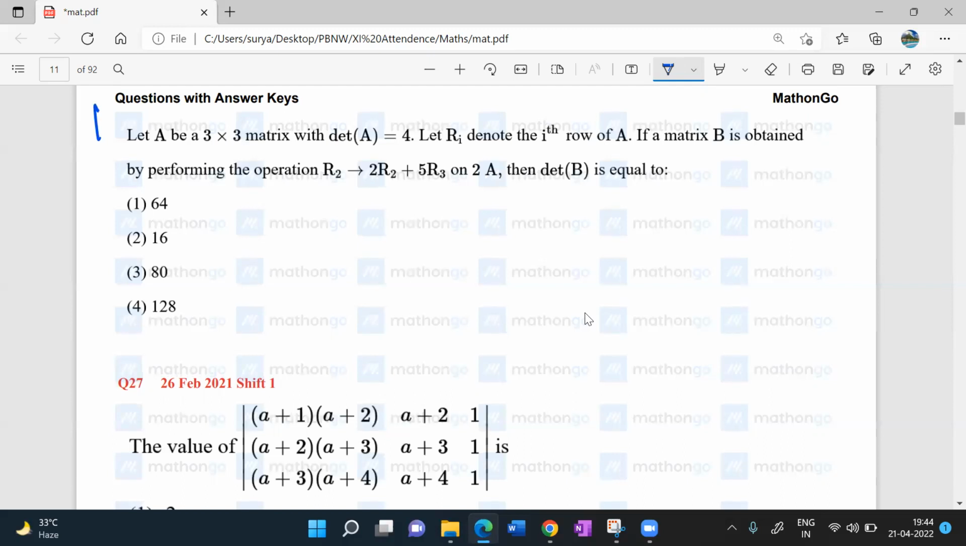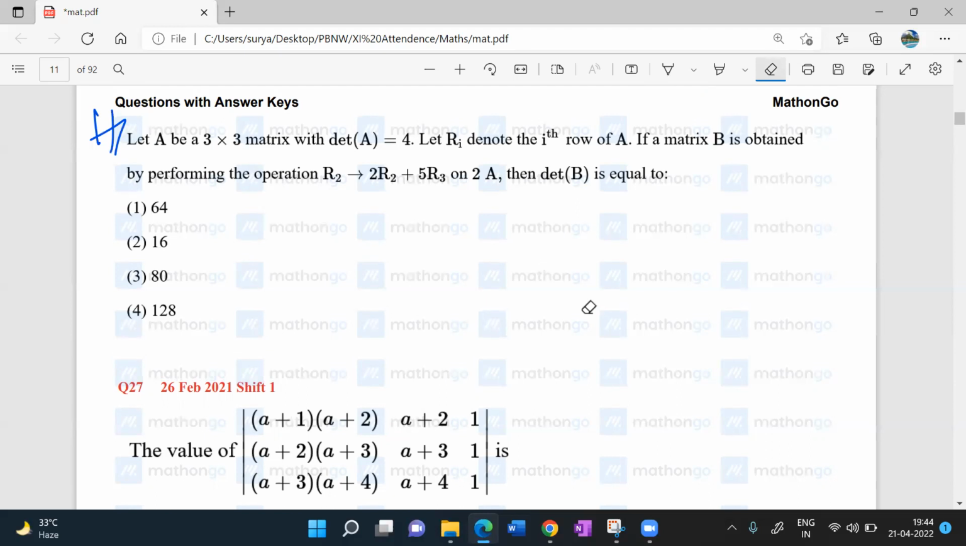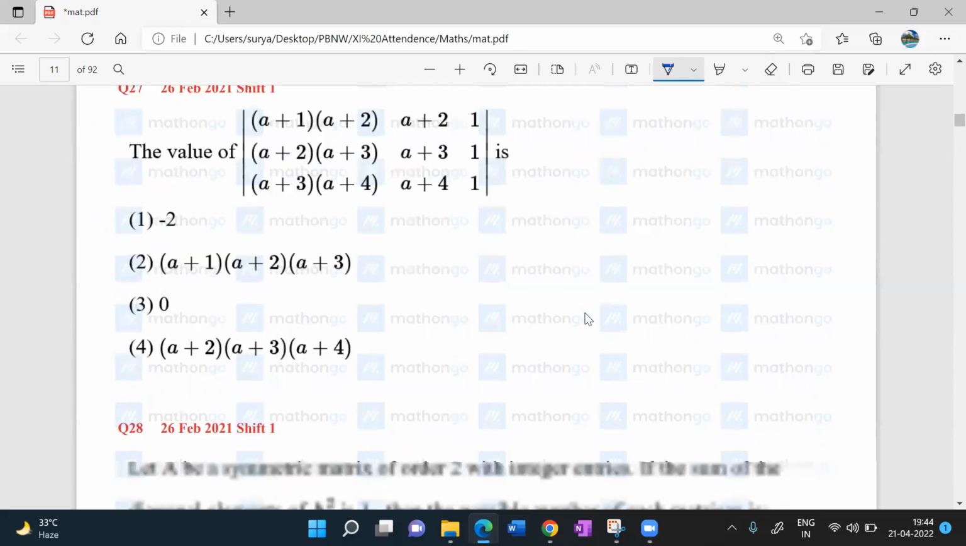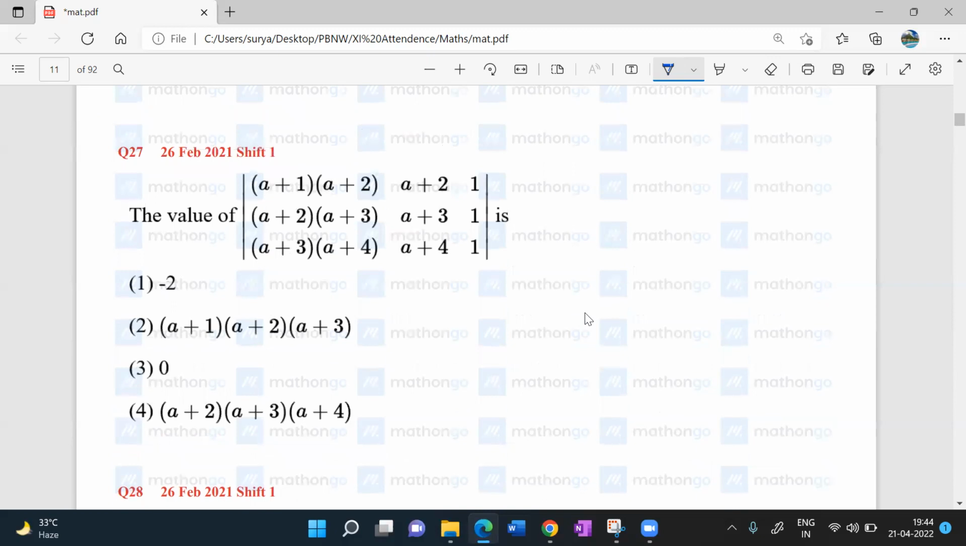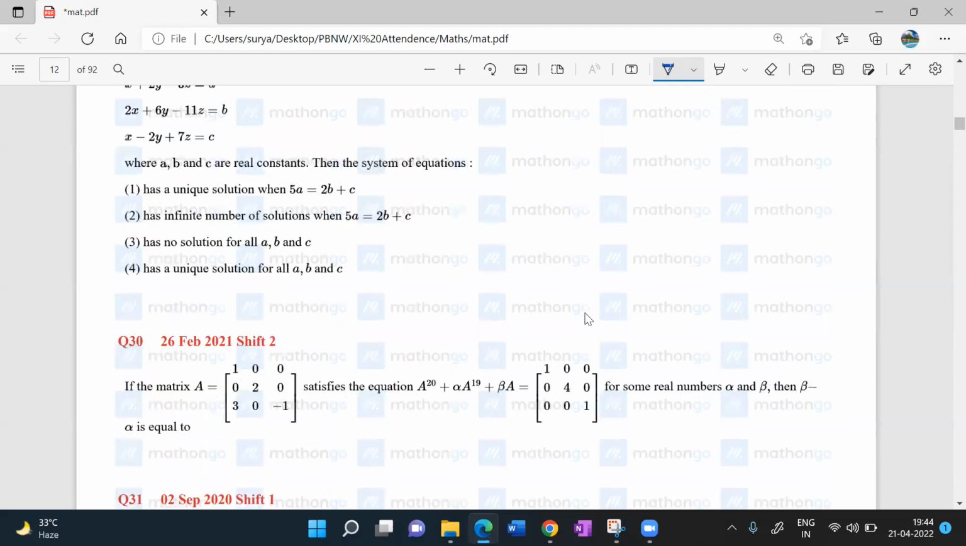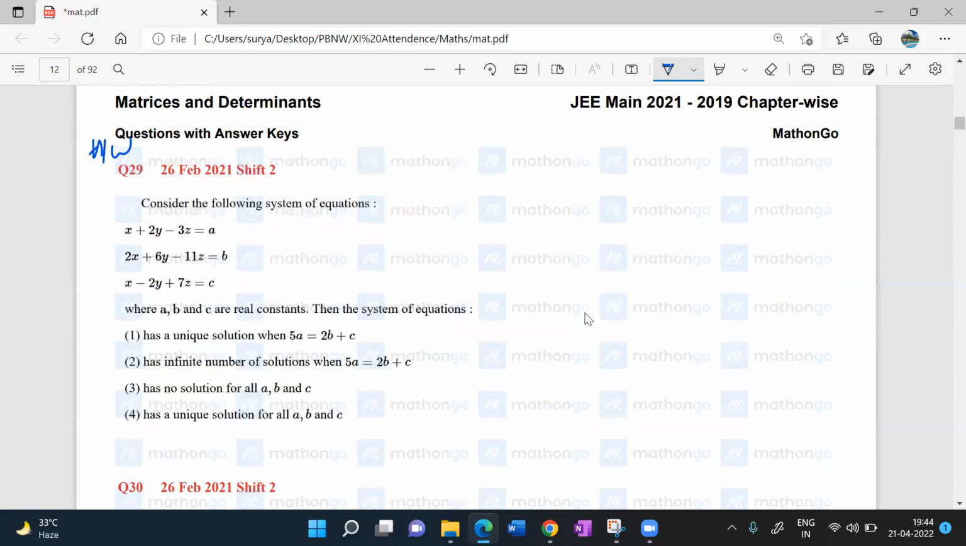This is also homework. Take the question numbers alone. This is question number 26, homework. Question number 27, homework, 2021 again. And here also, 29 is also homework. System of linear equations.